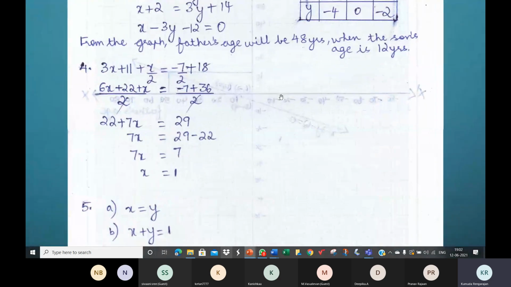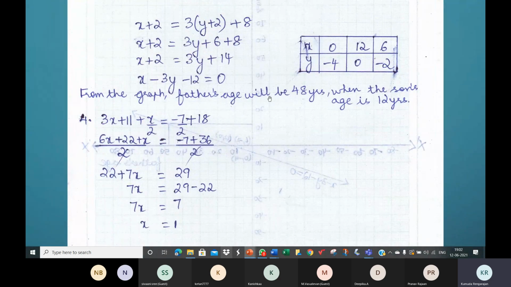You need to find the father's age when the son is 12. So who's the son? y. Okay, so y is the son's age. So in place of y, when you use 12, you can find the corresponding value of x. When y is 12, find the corresponding value of x. That is what you should get in the graph also.